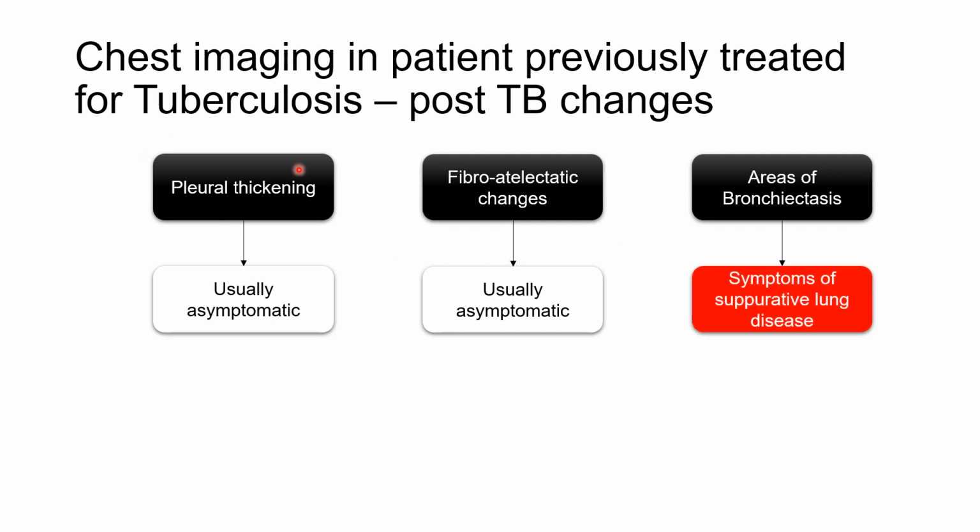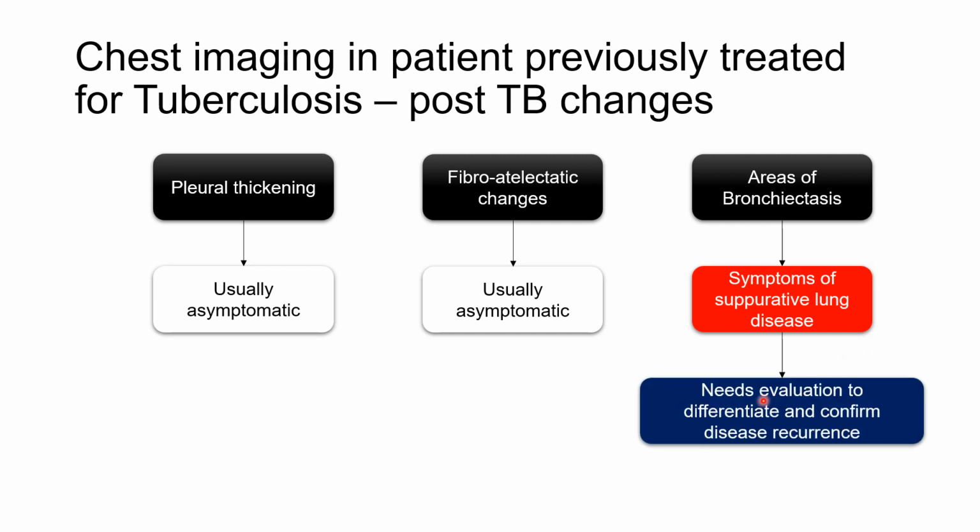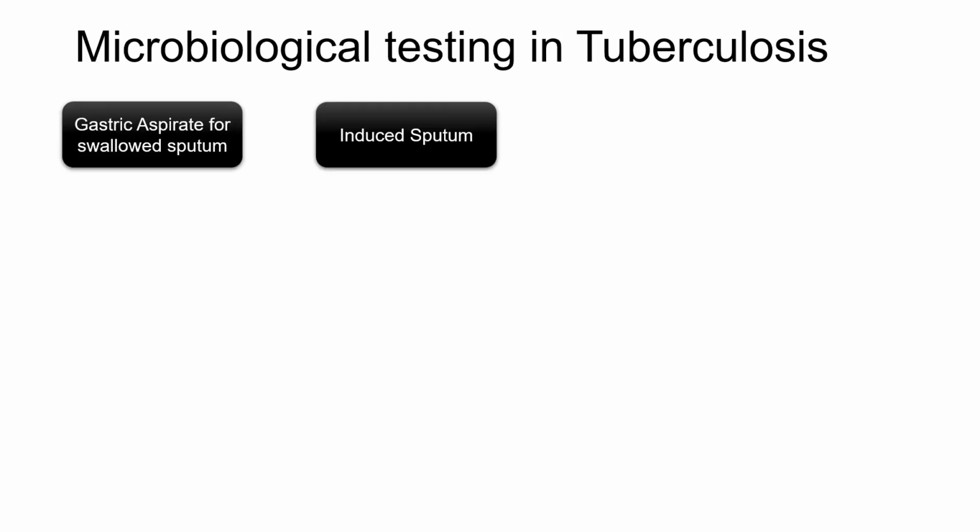The pleural thickening and the fibroatelectatic changes are usually asymptomatic. They are not usually associated with any symptoms. But if areas of bronchiectasis are there, there may be symptoms of suppurative lung disease. So what we need to do in those cases? That patient needs evaluation to differentiate and confirm disease recurrence. That means you have to think whether the child has again developed tuberculosis, and depending upon your investigations, you have to treat.